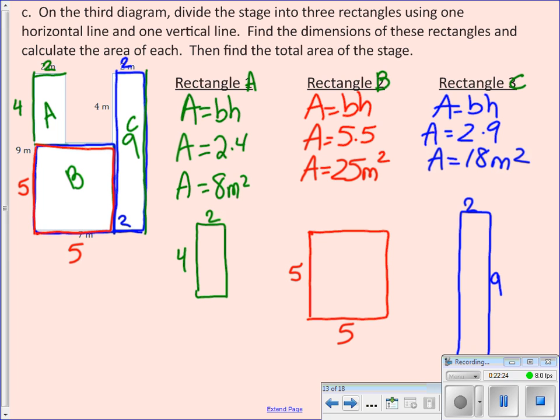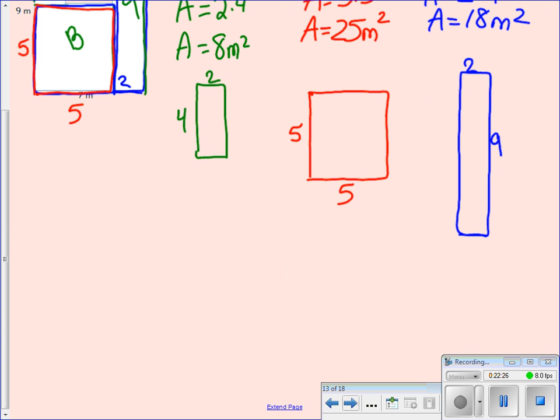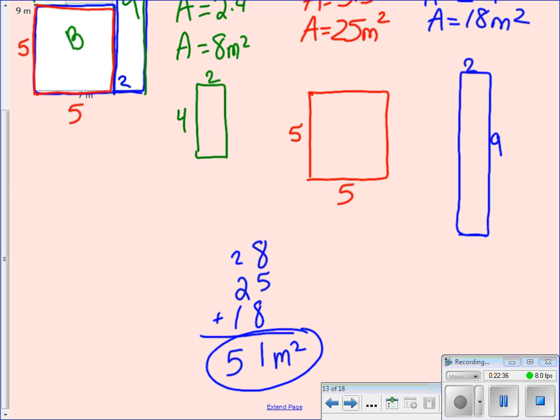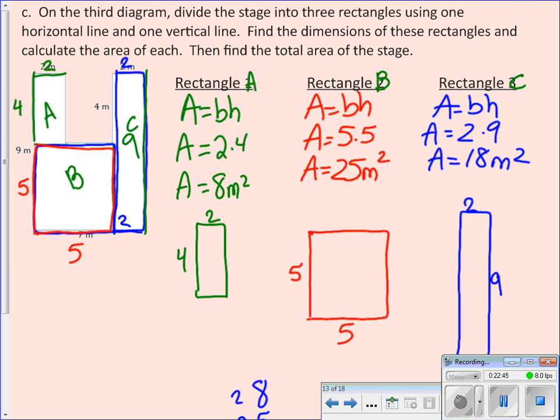So now let's add them all together. So we have 8 plus 25 plus 18, 51 meters squared. Squared, it's area. It's always squared. Now we just did 3 examples of deconstruction. Let's take a look at construction.